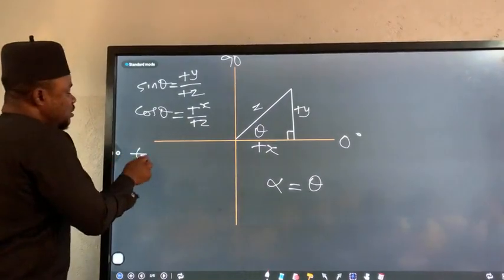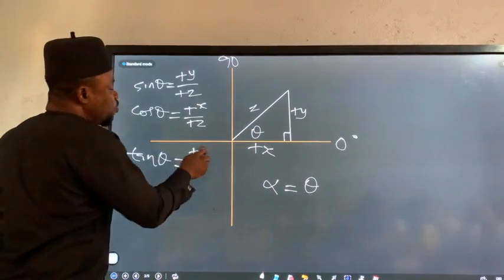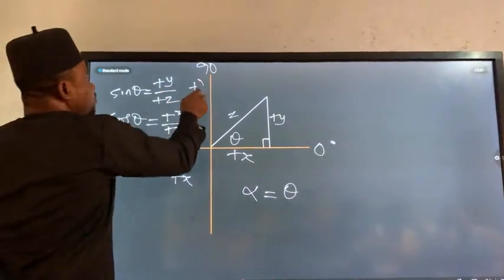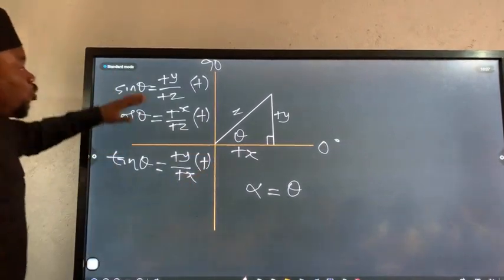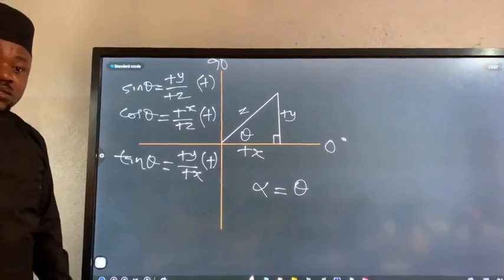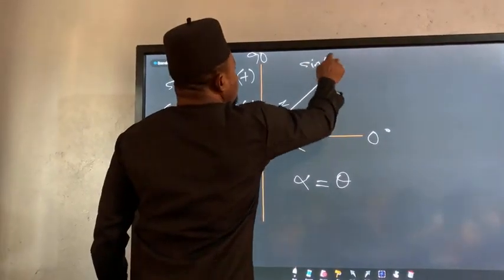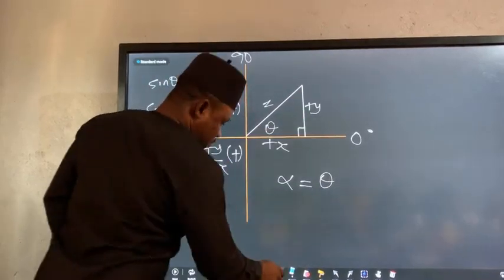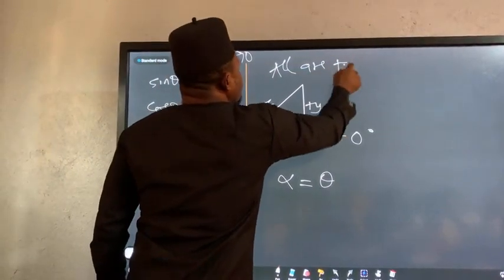Then what about tan? Tan theta is what now? Opposite over adjacent. That's plus y over plus x. Positive, positive will give me what? Positive. This one will be positive. This one will be positive. So all three are positive in the first quadrant. So sine is positive, cosine is positive, and tan is positive. All are positive in the first quadrant.